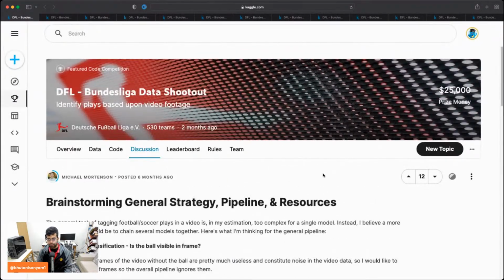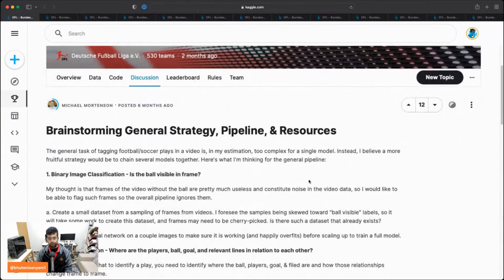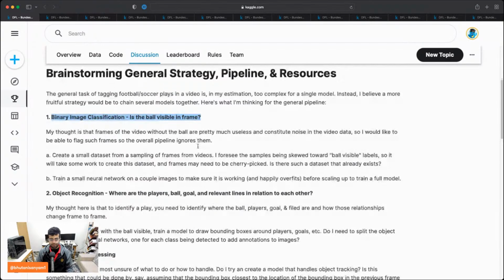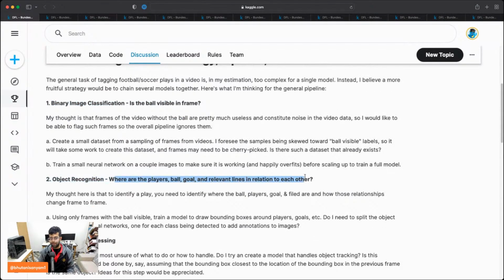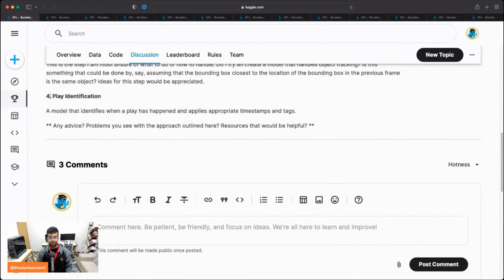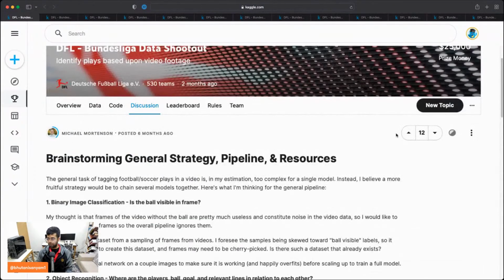Michael had shared a discussion around general strategy and pipeline. He suggested, and I wanted to point out because this is a nice first baseline, and then we'll see the second place solution by KMAT, which was absolutely awesome. So you could either start by saying, hey, is the ball visible in the frame or not? Then you can detect the ball and the players, and then you do some time series processing, after which you can identify what's happening inside the video and what play is happening. So this was the baseline he suggested. We'll see two teams in the solution share that approached this in a multi-stage fashion. But we'll see that later. I'll upload this and move on.